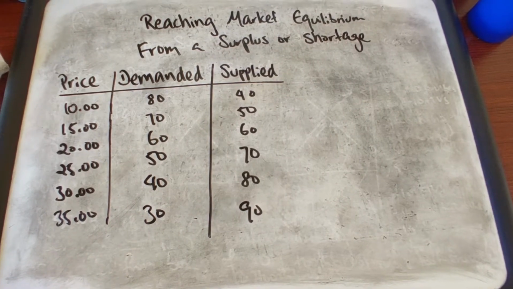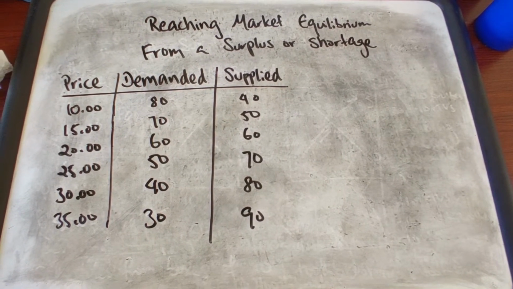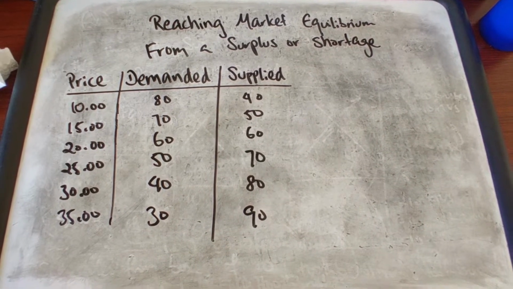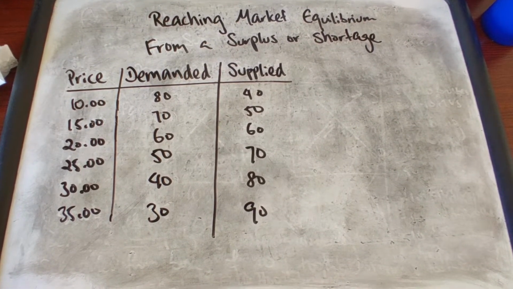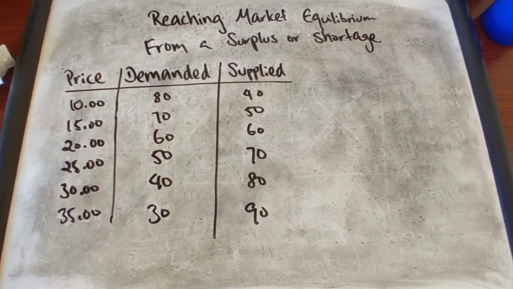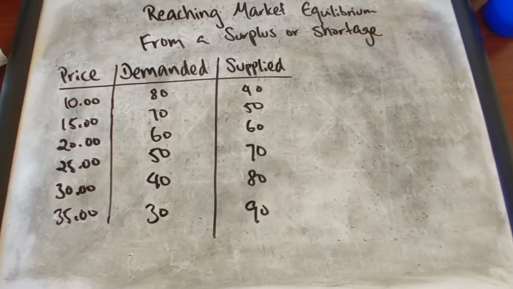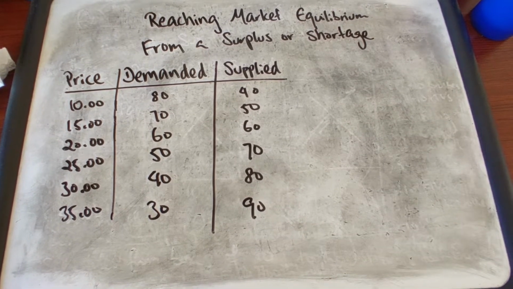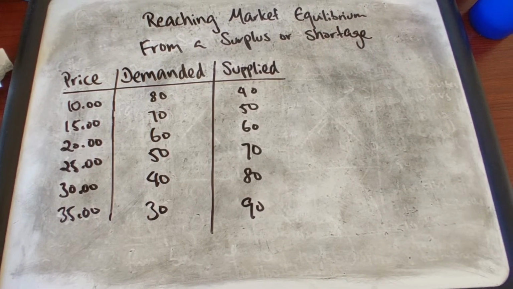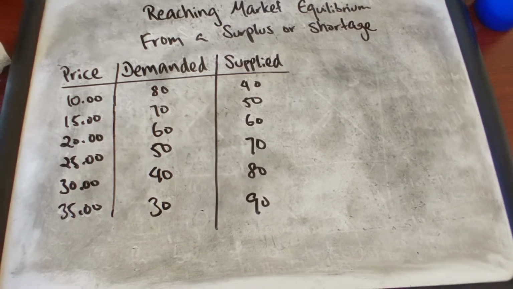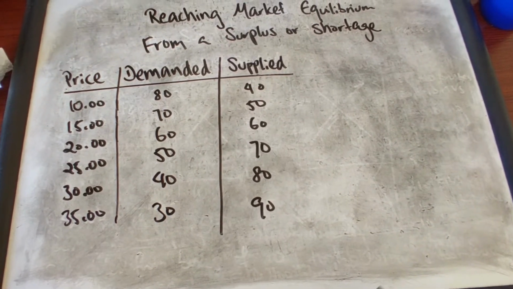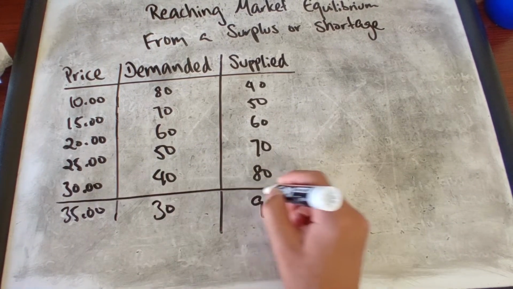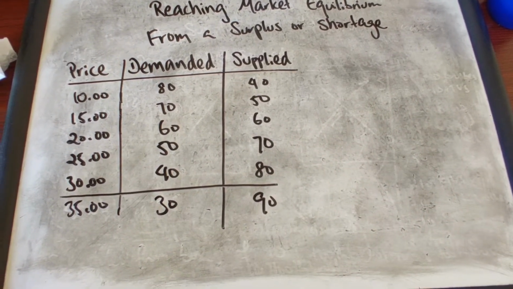Alright, so in this video we're going to go over how to reach market equilibrium from a surplus or a shortage. And this is going to include an example. In this example, there's a certain company that sells lamps, and this is their demand and supply schedule for an average week. Let's take a closer look at the demand and supply when the price is $30 a lamp.